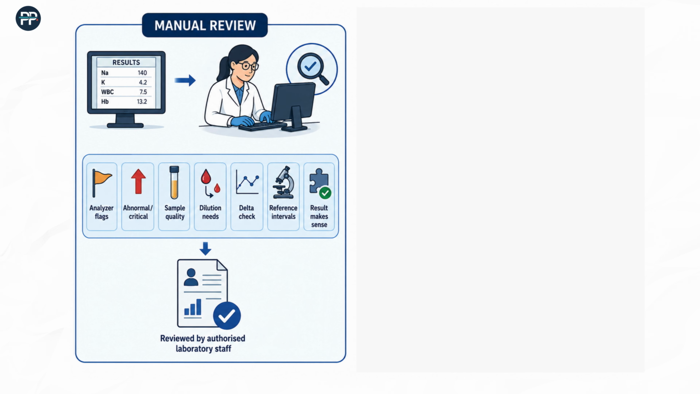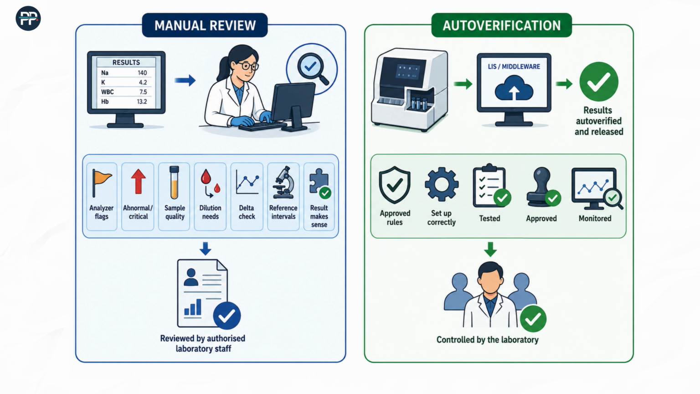Some samples are reviewed manually by authorized laboratory staff. In other cases, results may be released through auto verification, where the laboratory information system or middleware automatically releases results that meet approved safety and quality rules. This can only happen if the rules have been properly set up, tested, approved, and monitored by the laboratory.